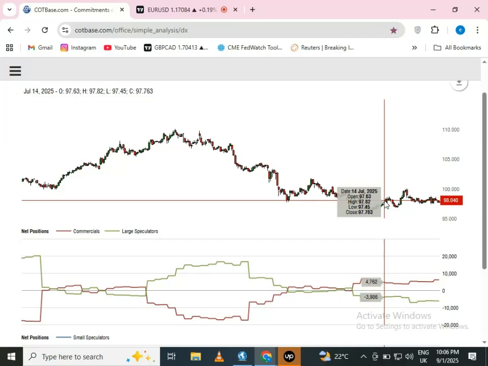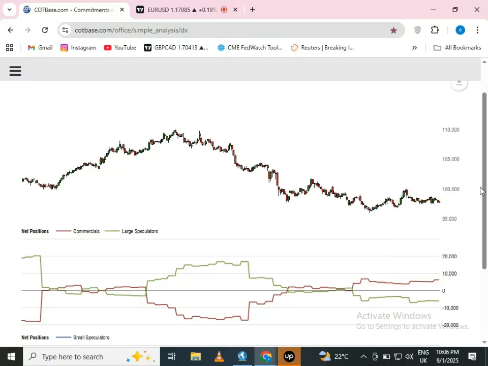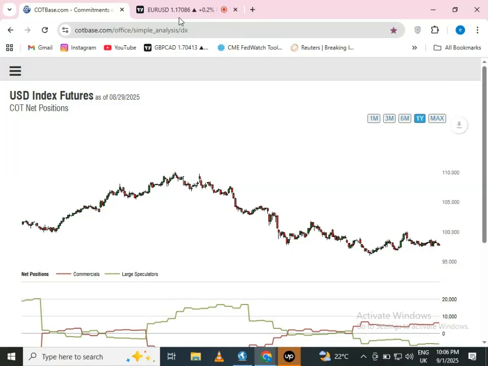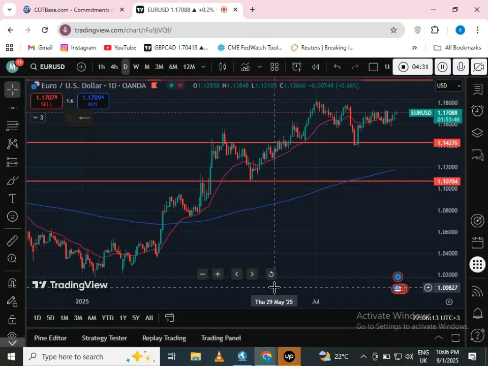So what will it mean to the market? It will mean that the USD is in an uptrend, guys. It's a very, very strong uptrend. So here, let's take a look at the market. Let's come and look at the market, the EUR/USD.